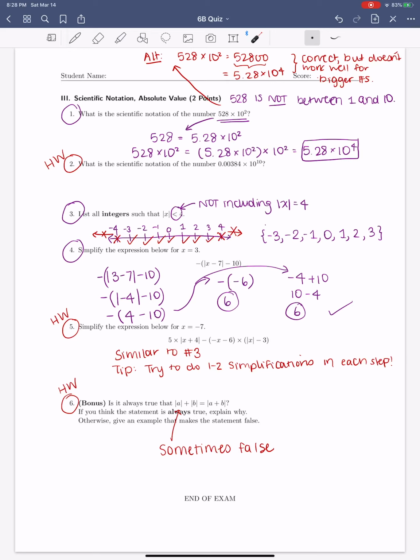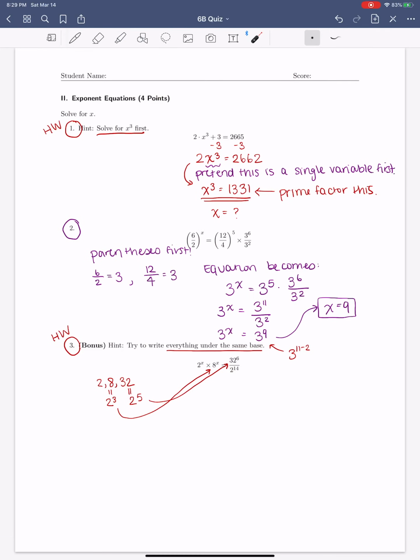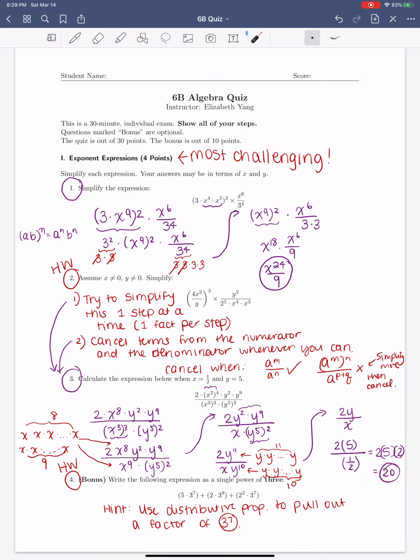Awesome, so that was the whole quiz. Feel free to contact me if you have any questions. So just to recap, we have a couple of red circled questions that you're doing for homework. Number 2 was really similar to number 1. Maybe some more simplifications are needed, but the same strategies will work. We also have this bonus that relies on the distributive property, and it's good practice.